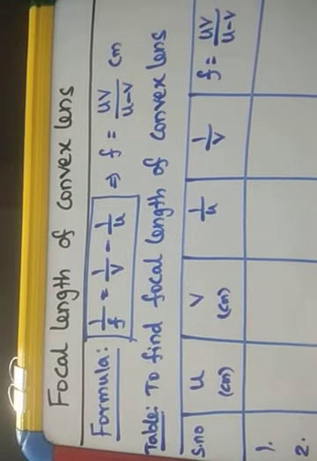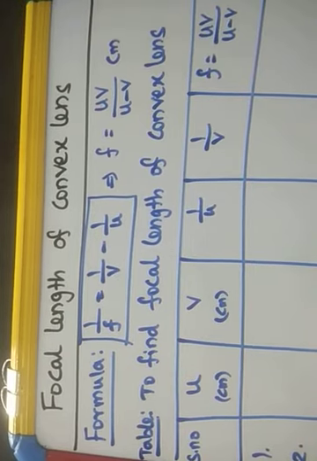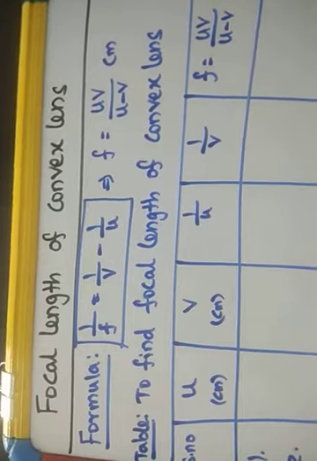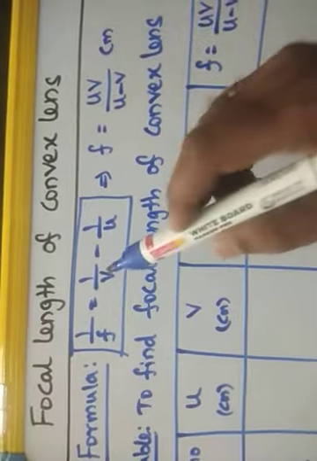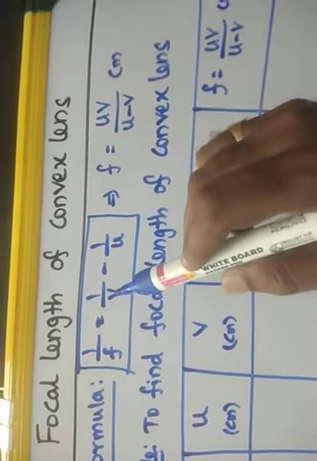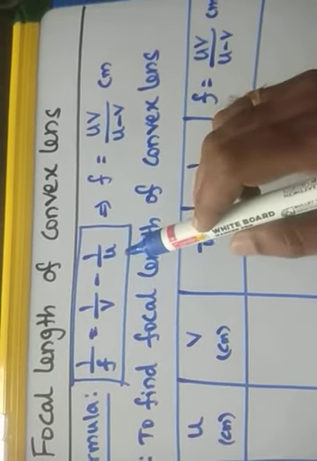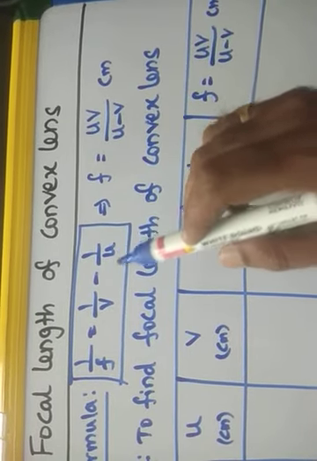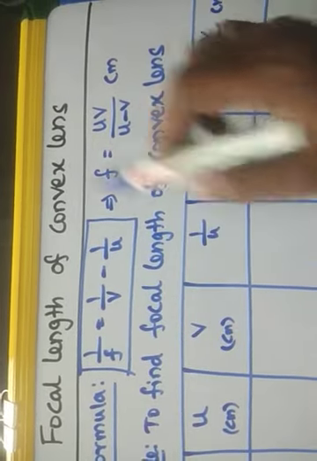Focal length of convex lens. So the formula for the focal length of the convex lens is 1 by f is equal to 1 by v minus 1 by u, where f is the focal length of the convex lens, v is the distance between the image and the lens, that is called the image distance, and u is the distance between the object and the lens, that is called the object distance. So u is the object distance, v is the image distance, f is the focal length of the convex lens.